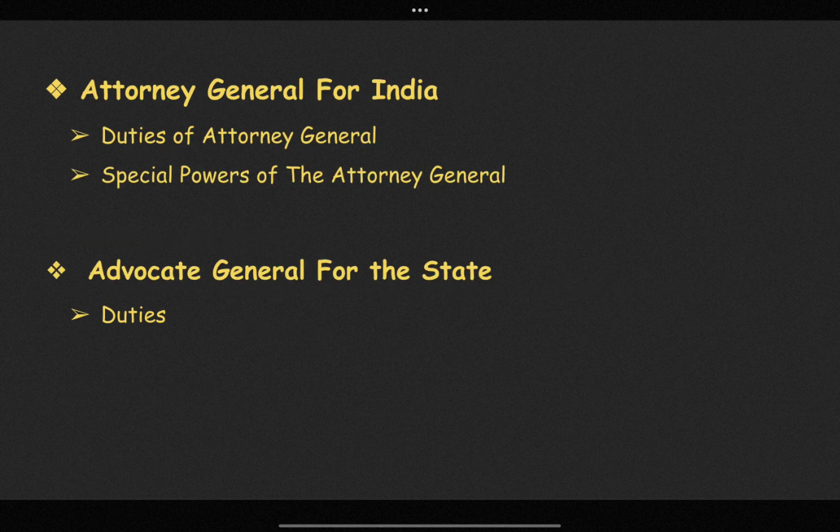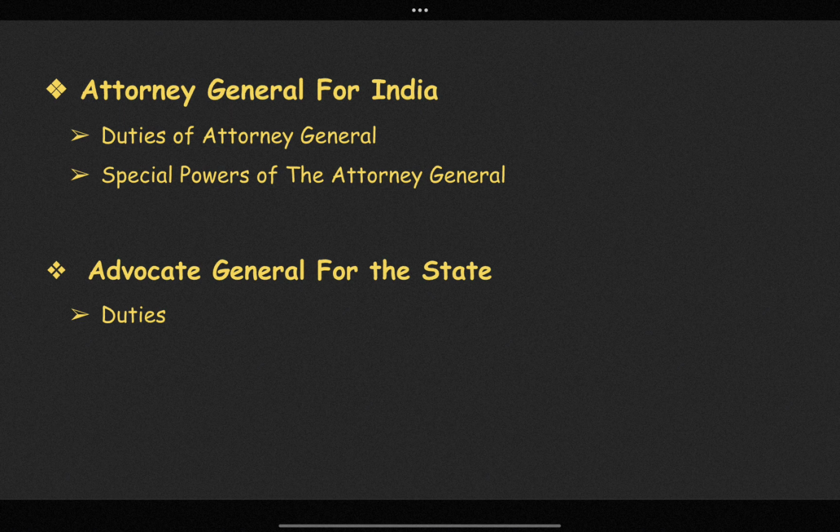Next, we should proceed with the next topic, which is the Attorney General for India. It is a constitutional office provided under Article 76 of the Constitution. He is the first law officer of the Government of India, and he is appointed by the President. He should be qualified to be appointed as a judge of the Supreme Court. The term is not fixed, and he holds the office during the pleasure of the President.